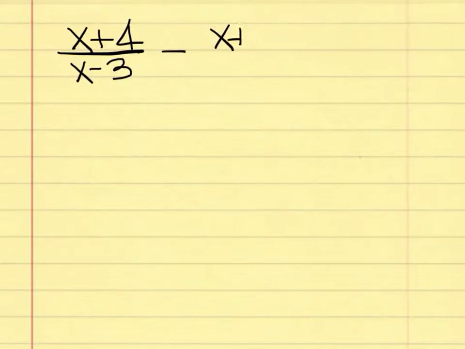The problem is (x + 4)/(x - 3) - (x + 5)/(x + 2). What is my first step to simplifying this problem? Find the common denominator. That's right. How do I find the common denominator?